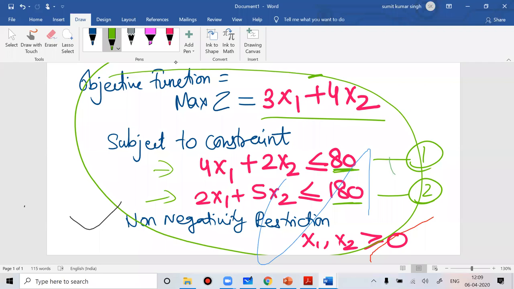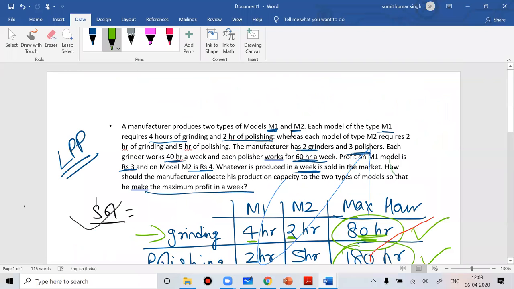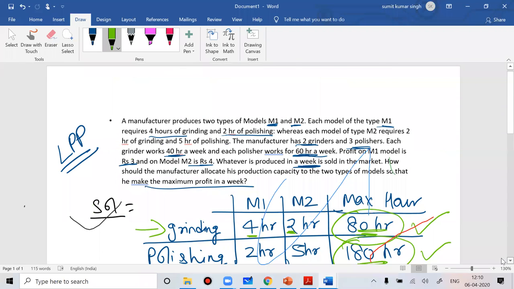Okay, so this is basically LPP. For writing this, you will get 5 marks in the exam. If you get a theory question from the first chapter, you write this, and then we start solving this.